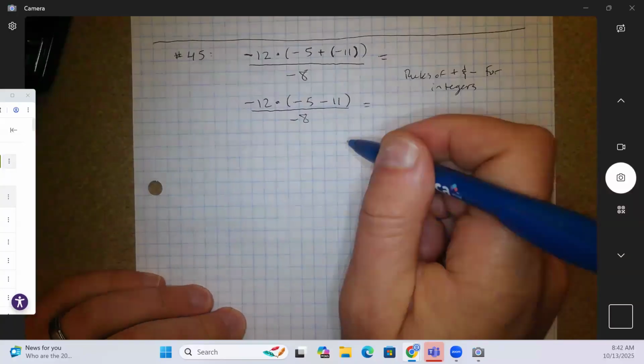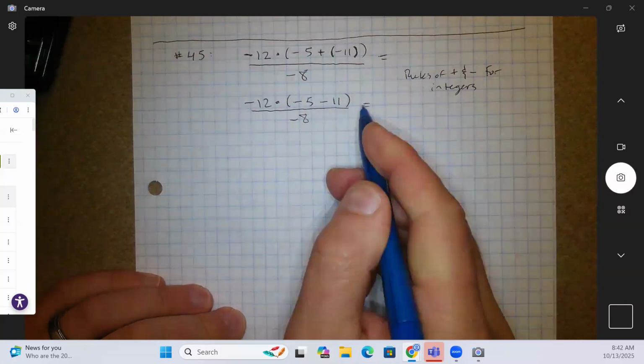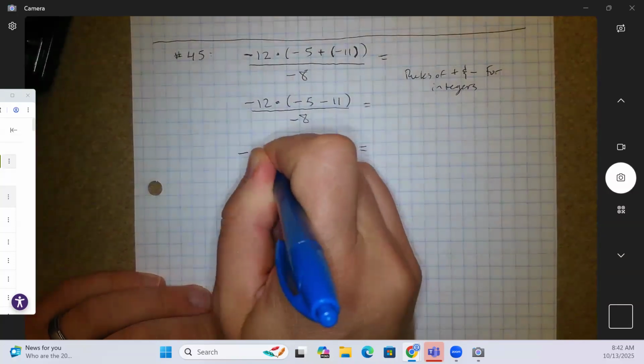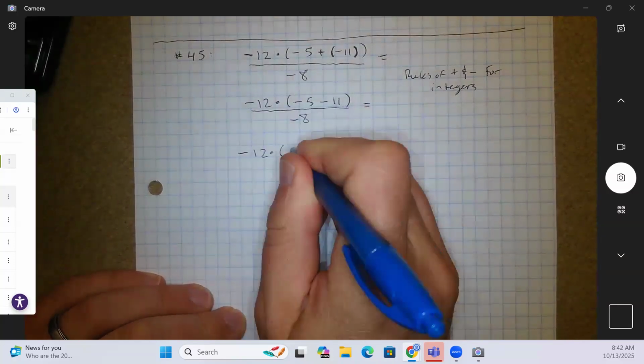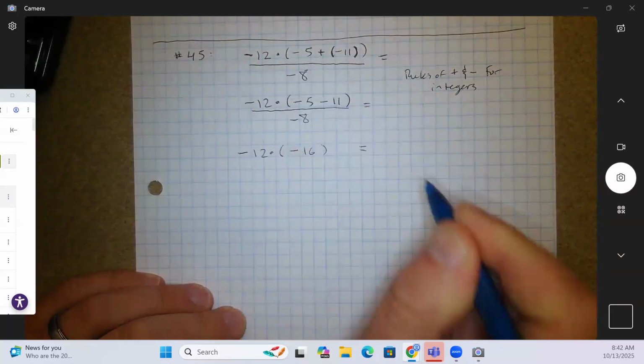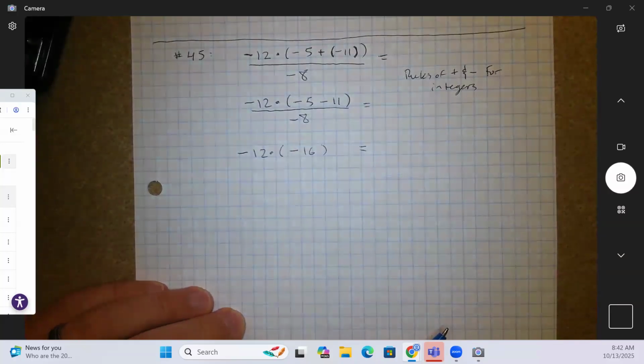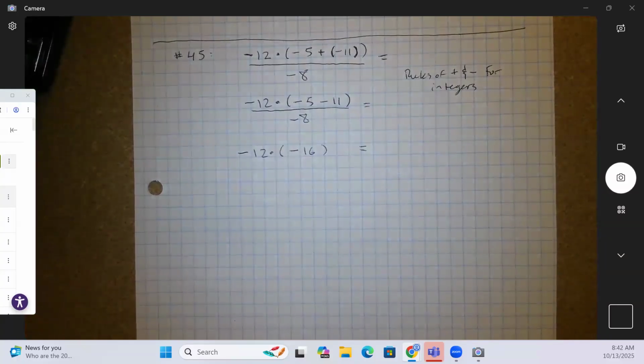And I still have parentheses. So I'm going to do these parentheses next. Minus 5 minus 11 is negative 16. Because we start at negative 5 and we walk another step, 11 steps to the left.